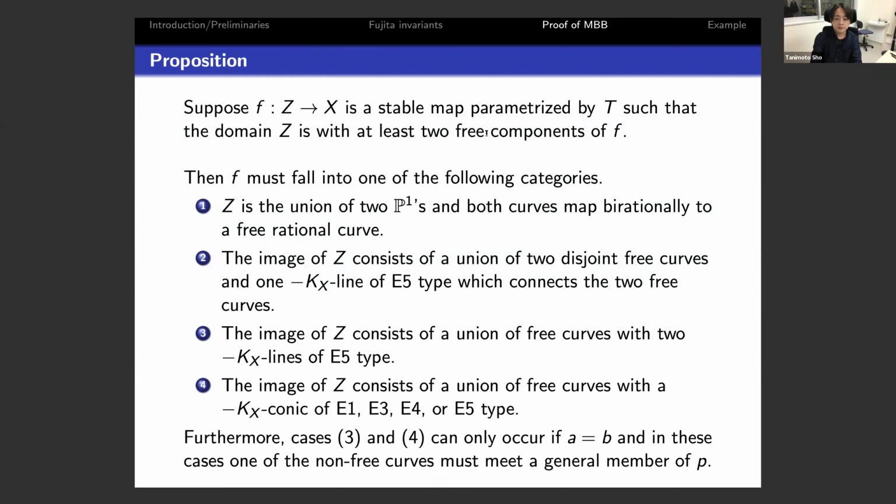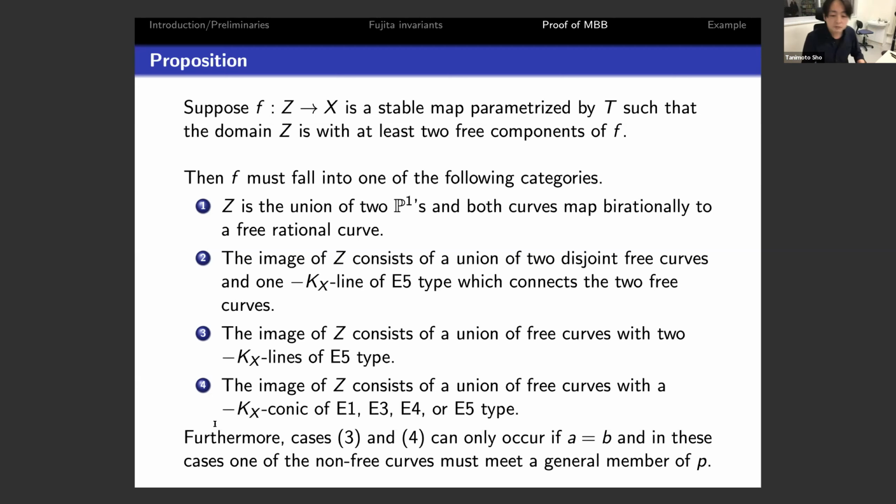All right. And then suppose that in this closure, we have a stable map f such that the domain Z has at least two free components. Then f must be one of the following. Either first case, Z is a union of two P1s and both components map birationally to free rational curves. Second, the image of Z consists of a union of two disjoint free curves, connected by one minus K_X line of E5 type, which connects the two free curves.